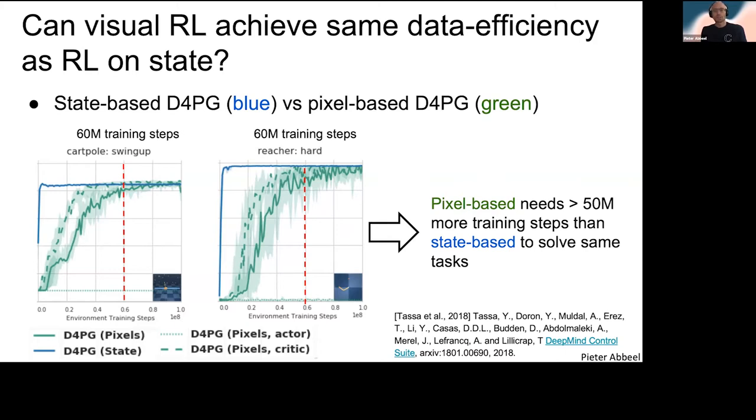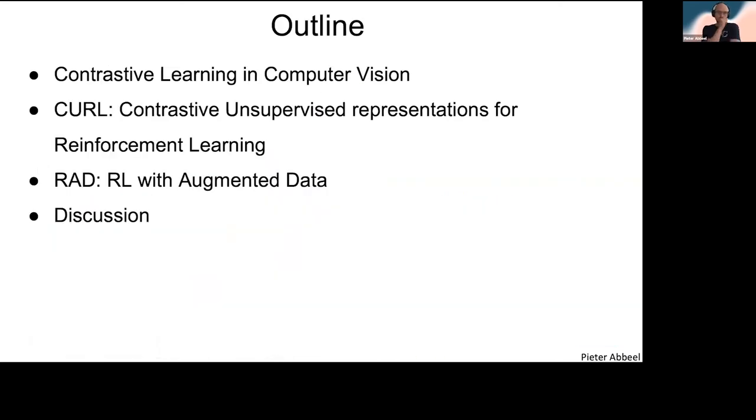And so the question we're interested in is, does it really have to be such a big gap? Does there even have to be a gap at all? If you look at this, ultimately the visuals here are not so complex. You could imagine that in principle, you should be able to learn as quickly from pixels as from state directly. So let's see if we can get there.